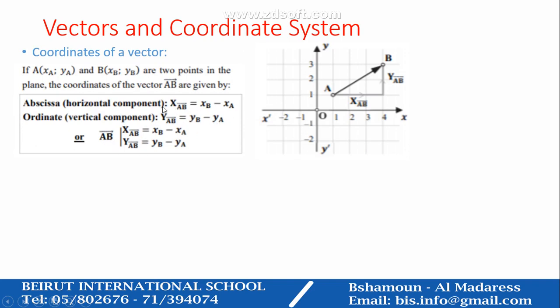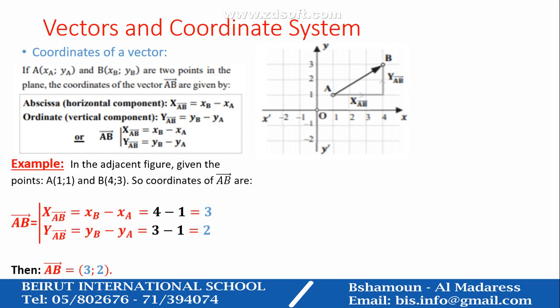Vector AB, to calculate the abscissa or the horizontal component, abscissa of vector AB equals xb minus xa, or x final minus x initial, and the ordinate of vector AB or the vertical component is equal to yb minus ya. Example, in the adjacent figure given, the point A (1, 1) and the point B (4, 3).